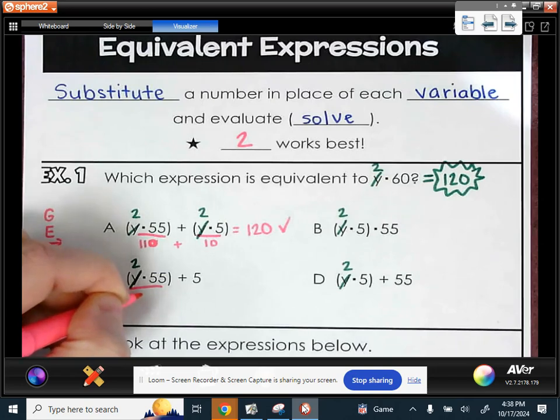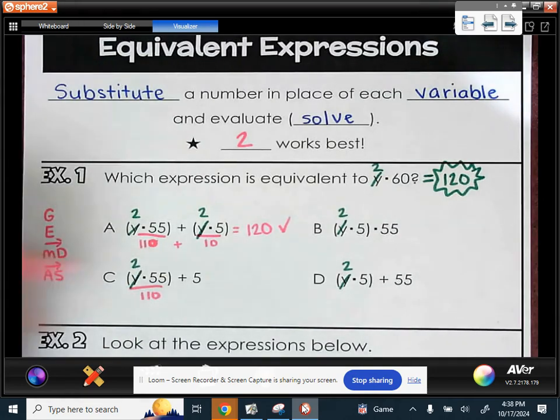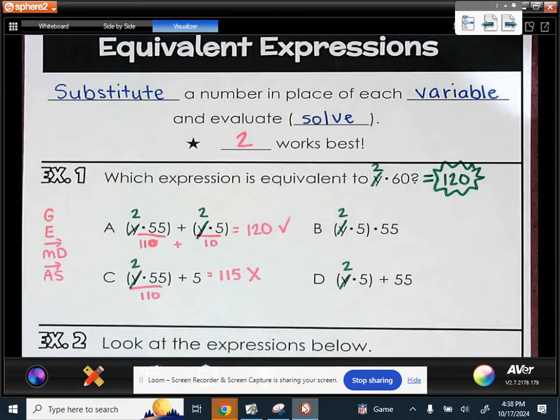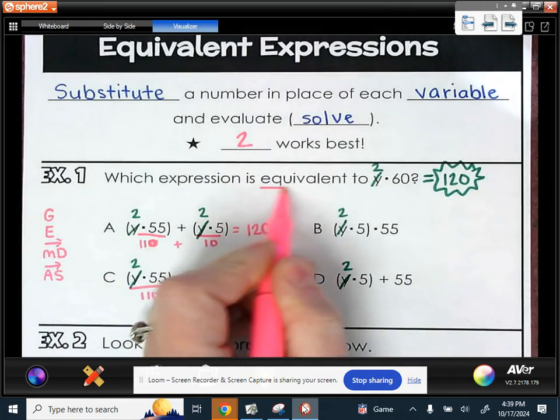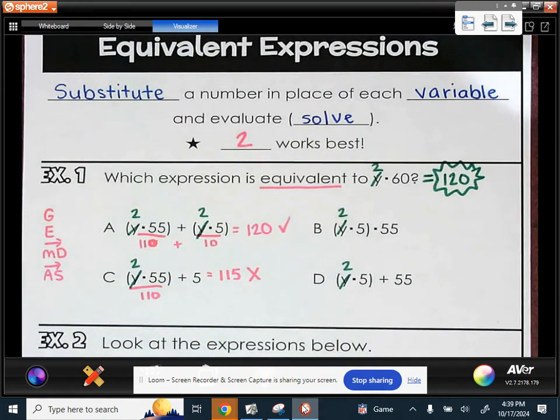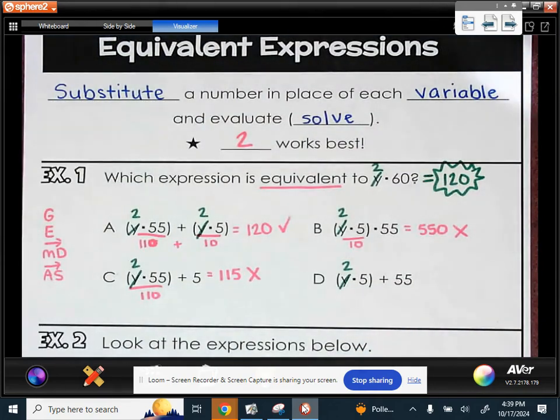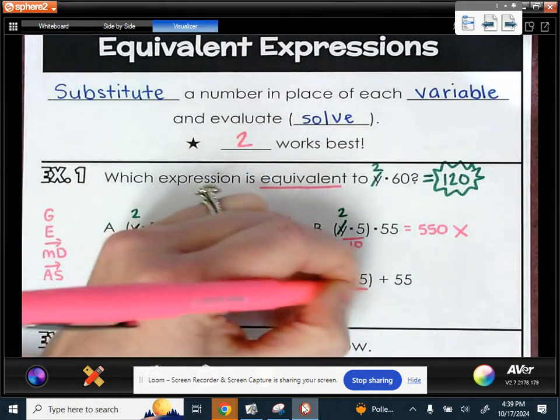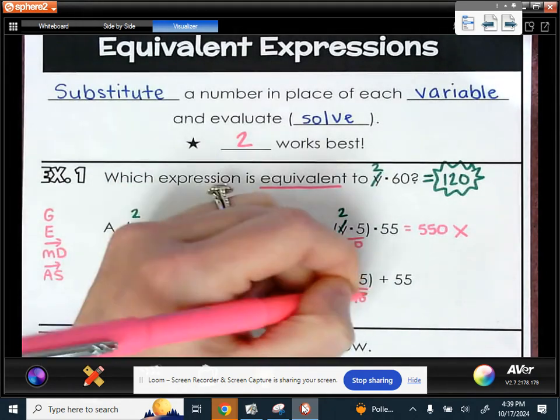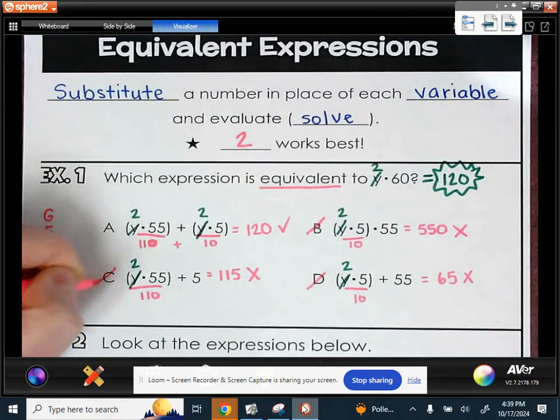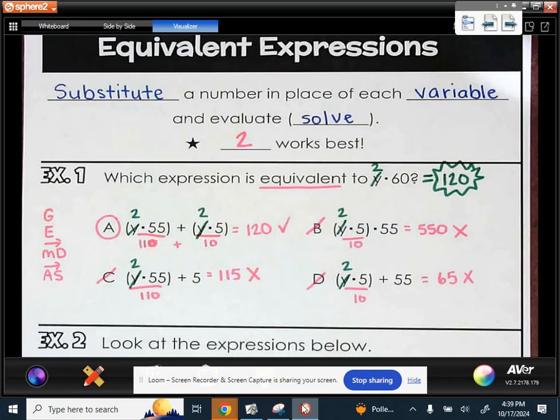So over here, we're going to do what's in the parentheses first, and again, that's going to give us 110. 110 plus 5 gives me 115. That's close to 120, but we're looking for something that's actually equivalent. So it's got to be exactly equal. Okay, over here we do what's in the parentheses first. So 2 times 5 is 10. And then 10 times 55 is going to be 550. That's way bigger than what we were looking for. And then here we do 2 times 5, which is 10. And then we're supposed to add 55 to that, which is going to give us 65. So none of these were equivalent, but A was equivalent.